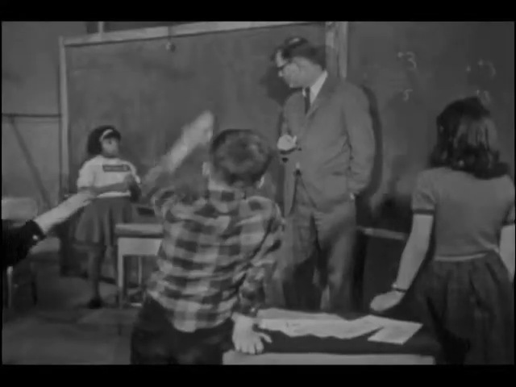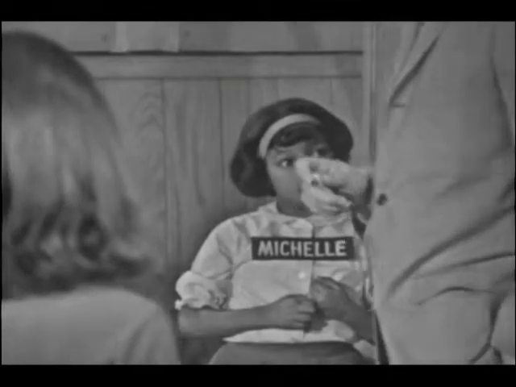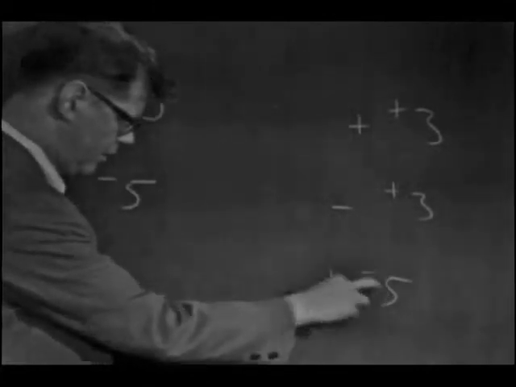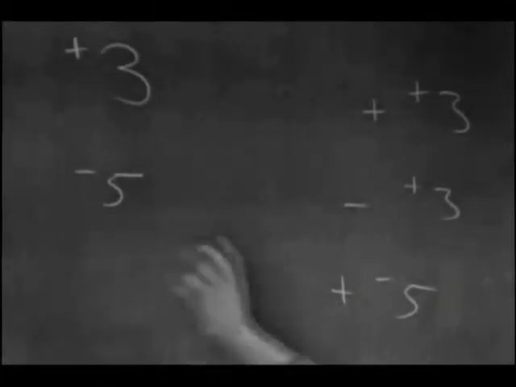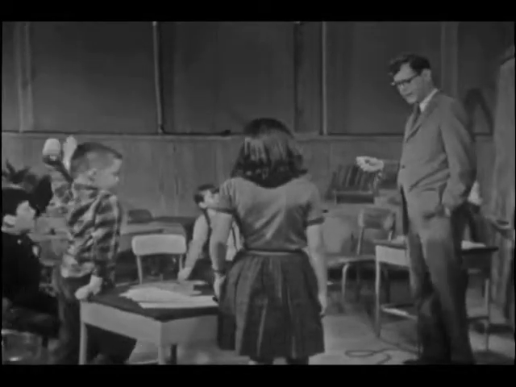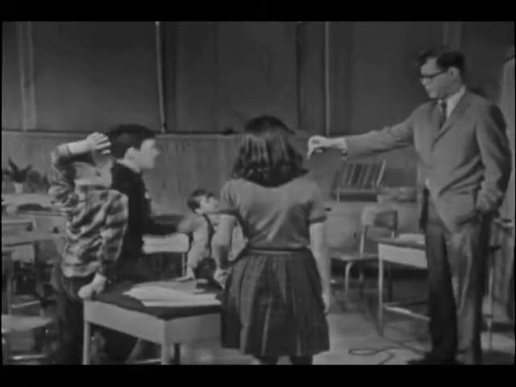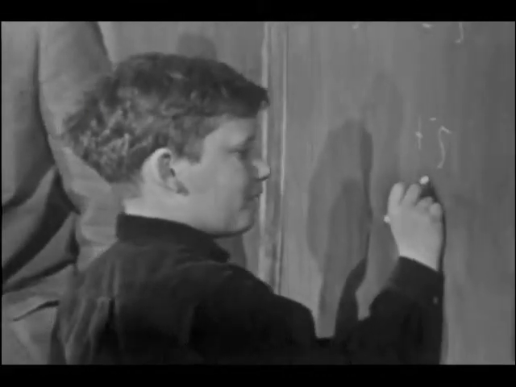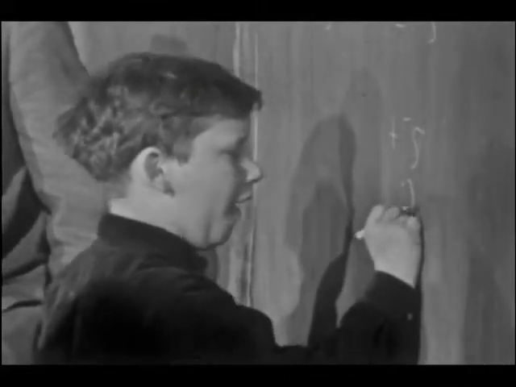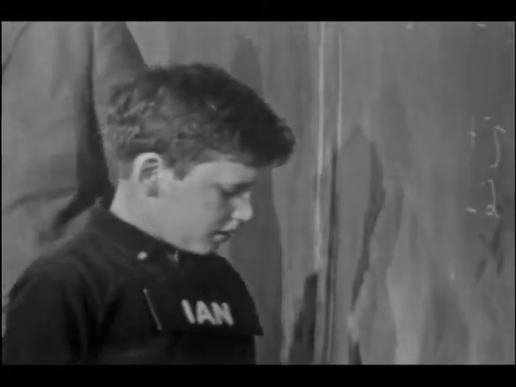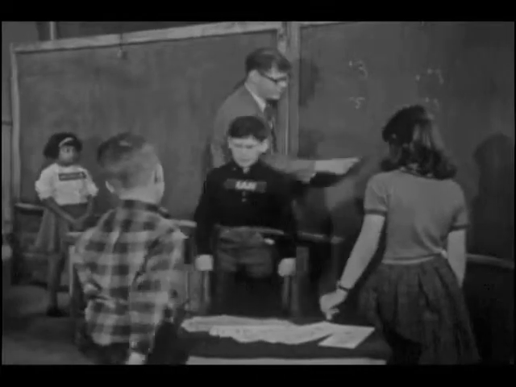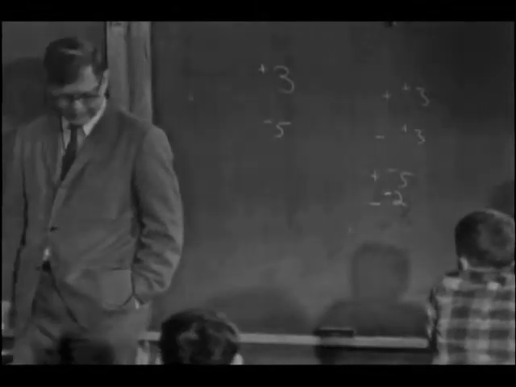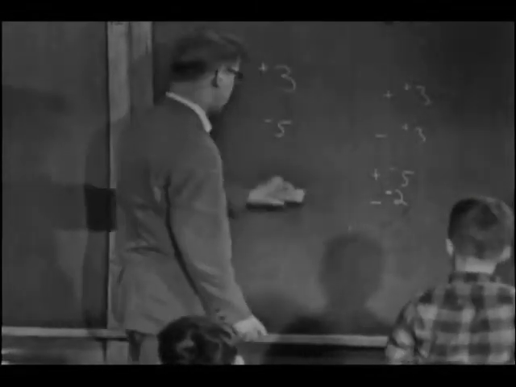Michelle. Positive 5. I bet that would say that you brought a check for $5. Oh, -5. -5, huh? You brought a bill for $5. And somebody come and write what would correspond to taking away a bill for $2. Ian, write what would correspond to taking away a bill for $2. Okay, how about that? It says minus a -2. I bet that works, huh? I'm going to make that even darker, if I may. Minus a -2. Okay, let's write a problem here, and then we'll figure out what Macy's and Gimbel's have to do about this.